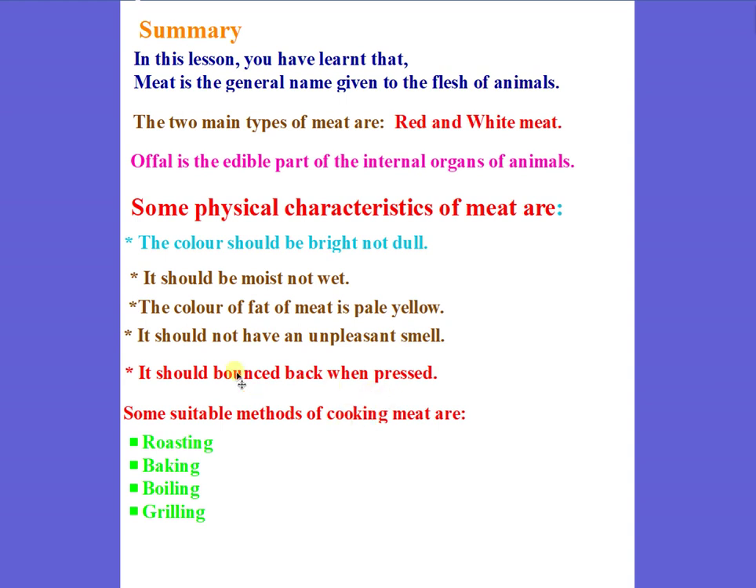So when you go to the market to buy meat, these are some of the qualities which are also important to look at before buying the meat. Don't buy because they are plenty, but just look at the qualities that are listed here. The final one is some suitable methods of cooking meat that we learned. We have roasting, baking, boiling, grilling.